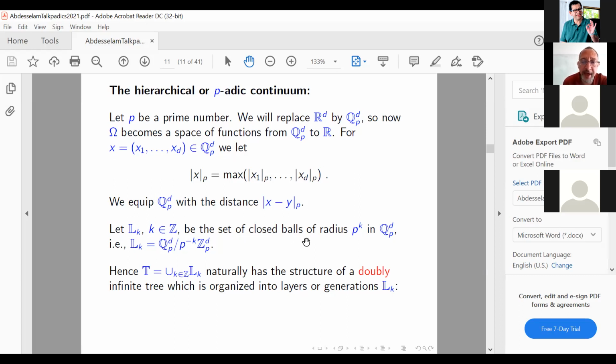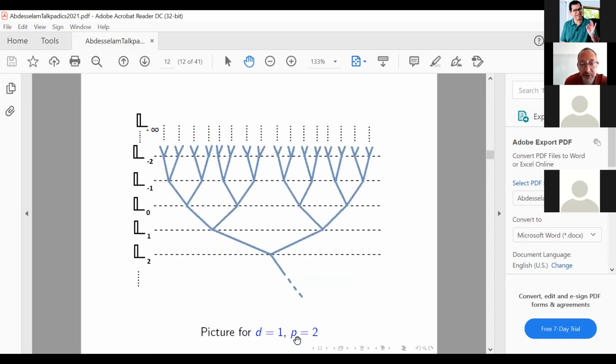For each k, I will look at closed balls of radius p^k. Another way is to think of this as a quotient, as cosets. And so L^k corresponds to balls of a certain radius. As we know, because of the ultrametric property, when you look at all the possible k's, these form a tree. So here is the picture. This is for p equal 2 and d equal 1. If we take, for example, the origin to correspond to the branch going all the way to the left, then this point here is Z_p^d.